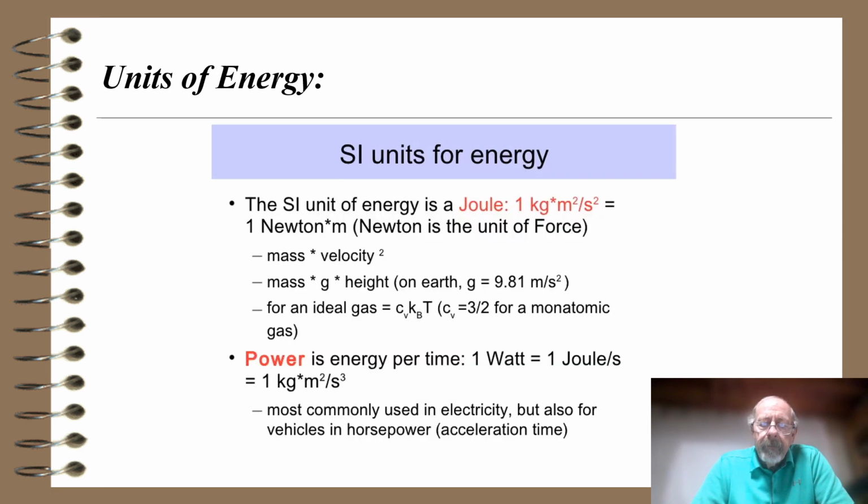So what about units of energy? Well, the standard unit of energy is the joule, and it turns out the joule is defined as 1 kilogram meter squared per second squared, where we use a Newton meter. Newton is the unit of force. So mass times velocity squared, and so on and so forth. Power is energy per time. 1 watt is 1 joule per second. And those are not easy to remember, those guys.